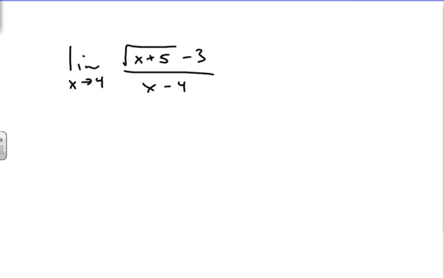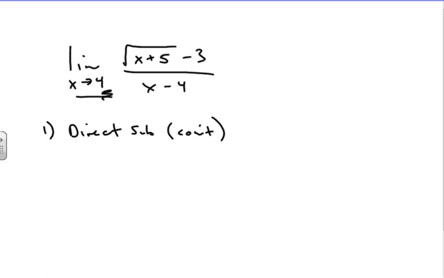All right, what we have here is we're going to find how to solve a limit using the conjugate technique. We have a limit as x approaches 4. The first step we always want to do is use direct substitution. Direct substitution can only be used when we have a function which is continuous at the c value. In this case, our c value is 4.